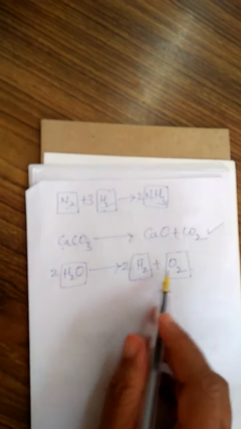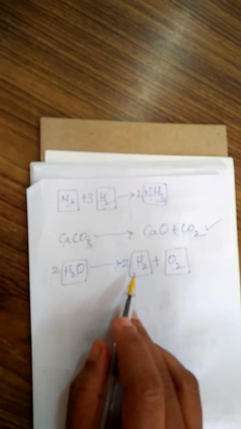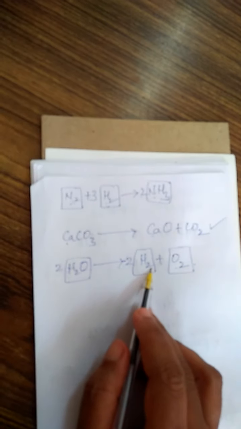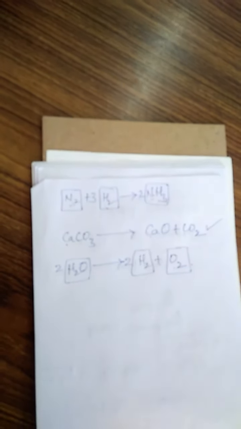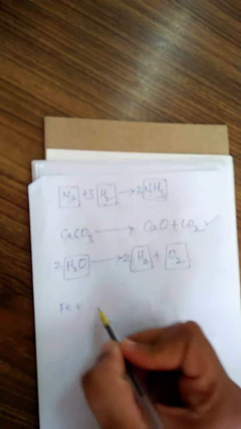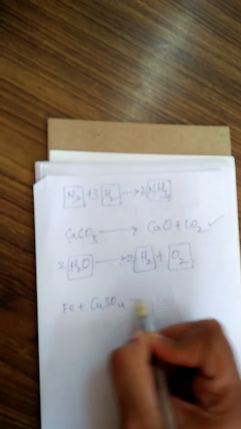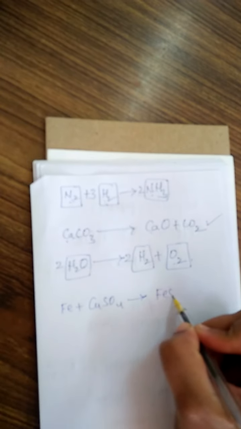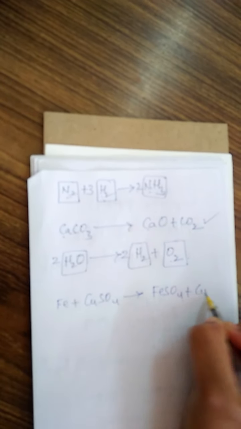Now it is balanced. First we have balanced oxygens by writing 2 before H2O. After that we have written 2 for balancing hydrogens. We have written 2 before H2. Okay. Next, after this, let me take here iron reacts with copper sulfate to form iron sulfate and copper.